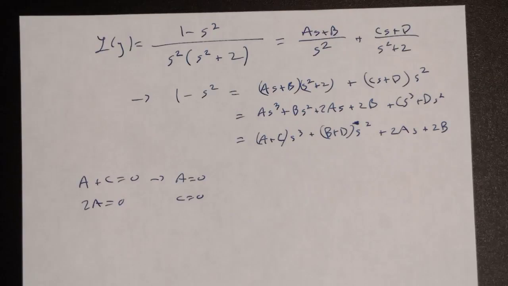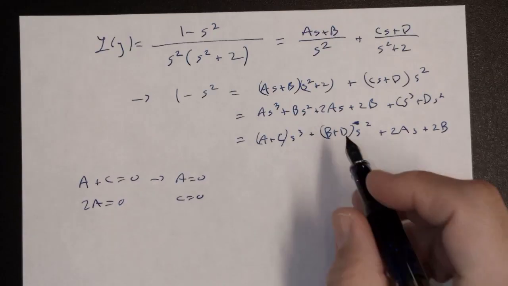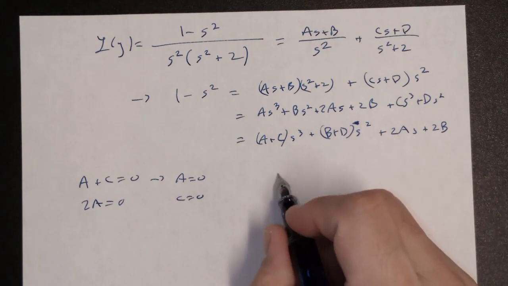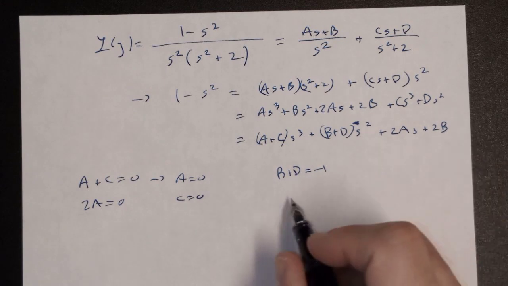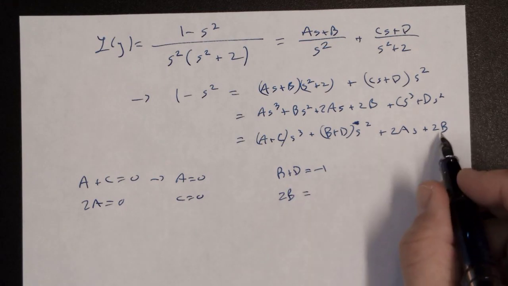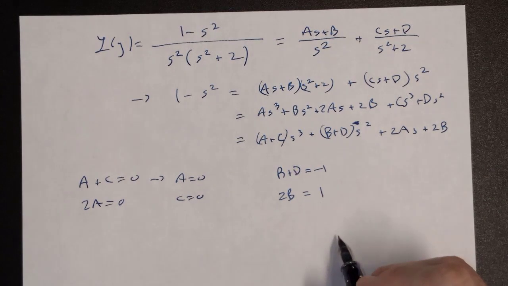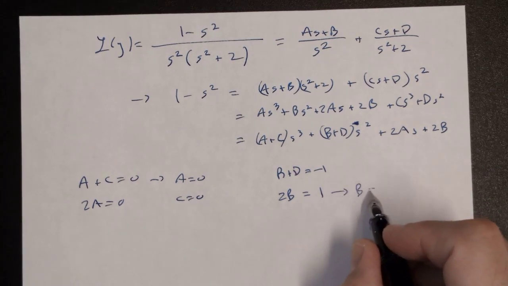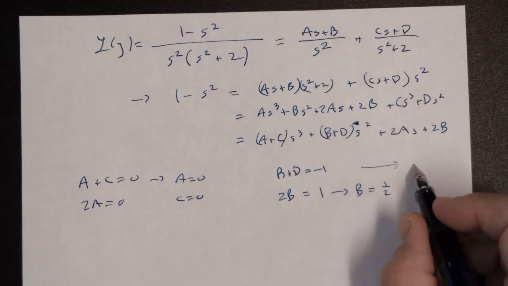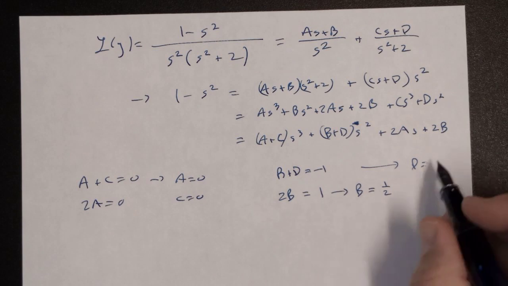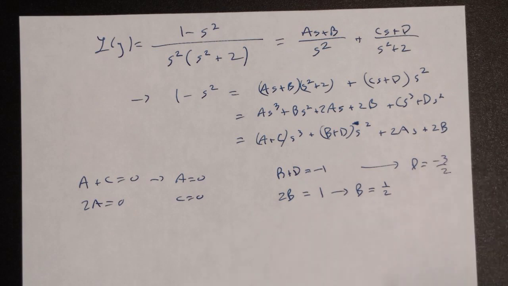The bottom one gives me a is 0, plug that back in. The top one gives me c is 0. But over here, there's an s squared. So b plus d is equal to -1, and 2b is equal to 1. Well, there we go. That means that b is a half. And that means that d is -1 minus a half, or -3/2.